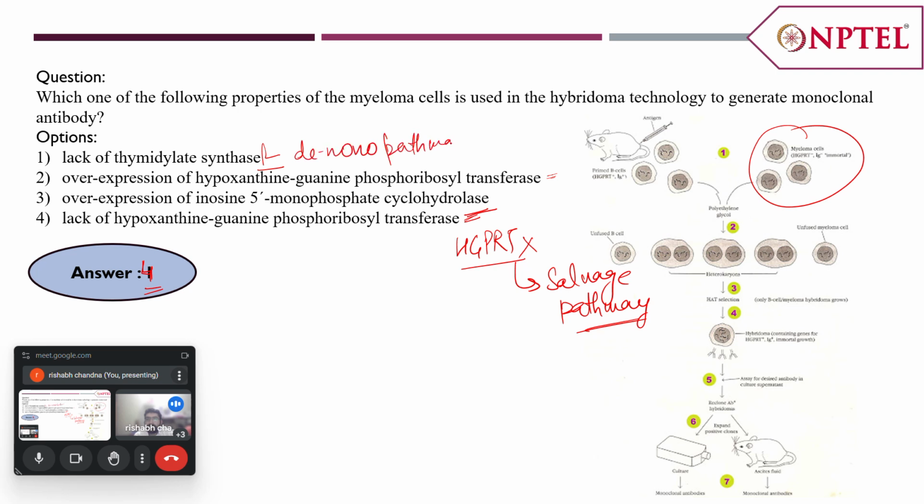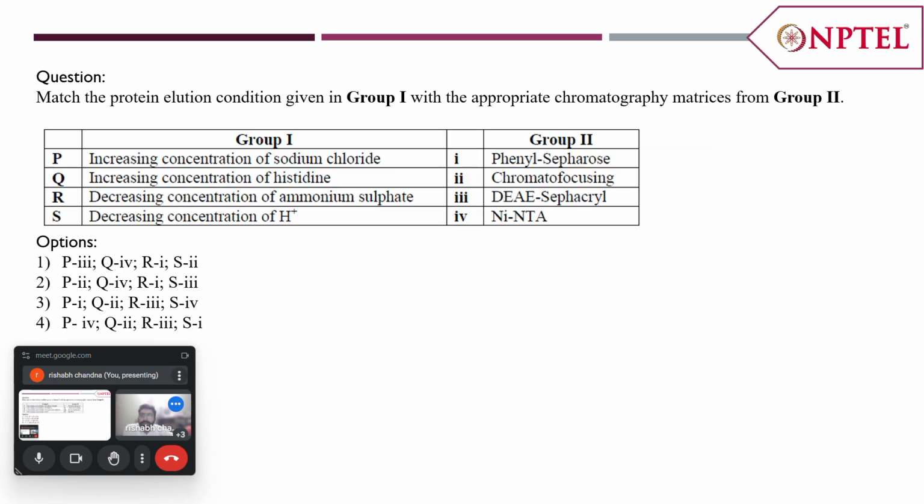So basically, only the myeloma cells that exist in the medium would be killed by this aminopterin. Okay, so here we are utilizing the property that is lack of hypoxanthine guanine phosphoribosyl transferase. Okay, so this is the correct answer. So let's move on to the next question.